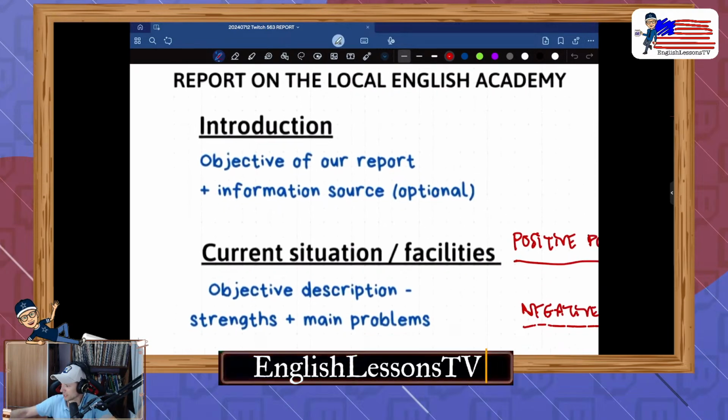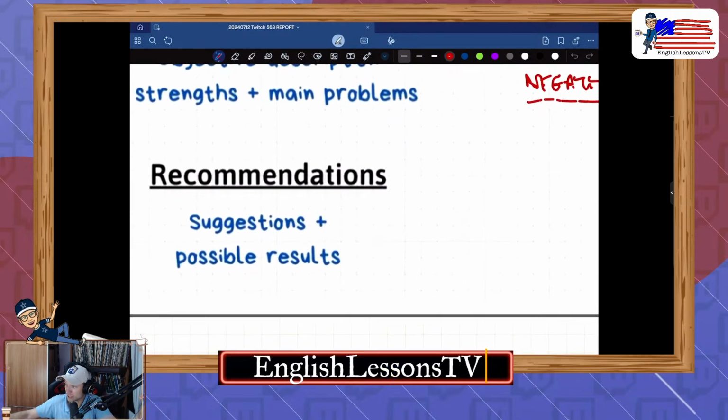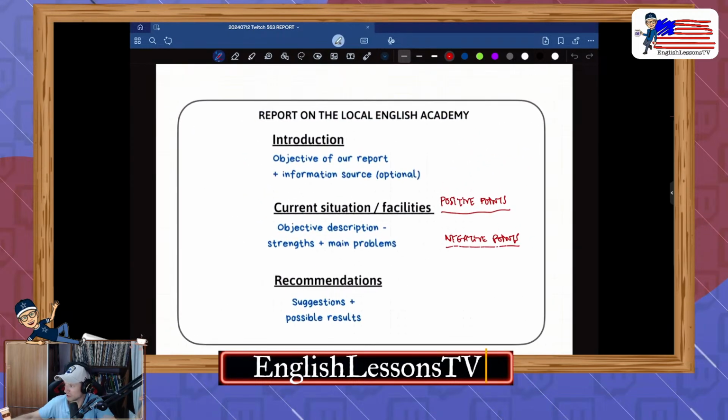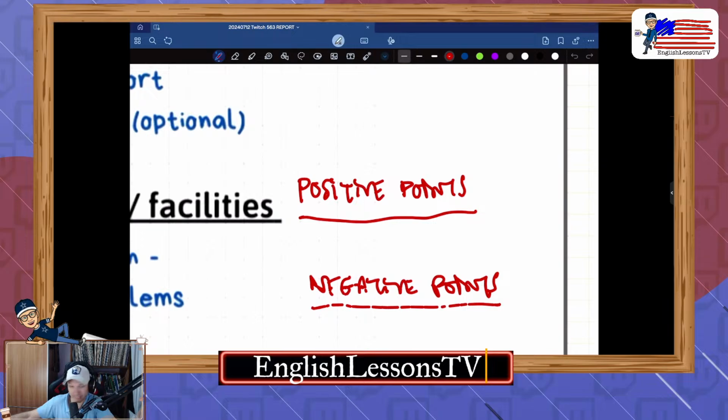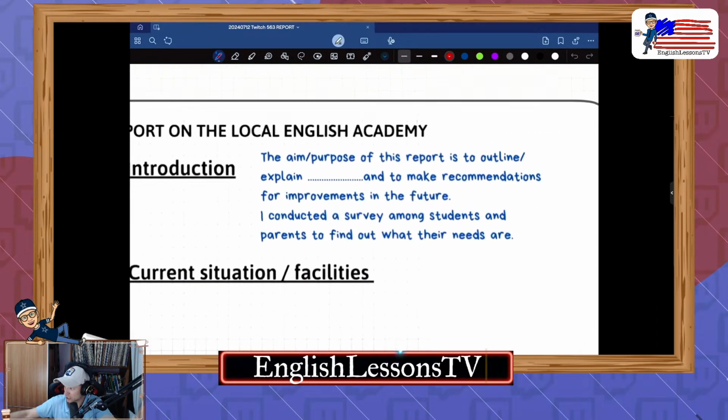Then the current situation. You describe objectively what is going on, and you give their strengths and their main problems. And then in the recommendations, you give suggestions of how to improve and the possible results. Or if it's about another thing, like a service, it's not an academy, you could give positive points and negative points.